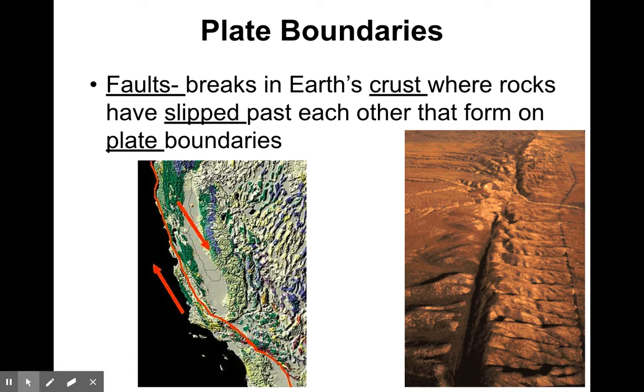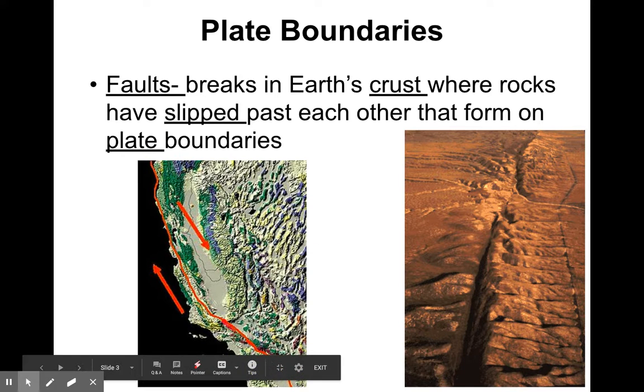So at each of the plate boundaries, there are things called faults. So this first feature is called a fault, and this is a break or a crack in the Earth's crust where the plates have slipped past each other where plate boundaries are. So here's a plate boundary here. This is out in California. This red line right here is a plate boundary. And this is actually called the San Andreas Fault.